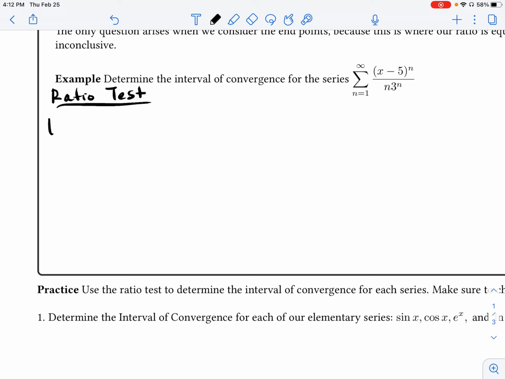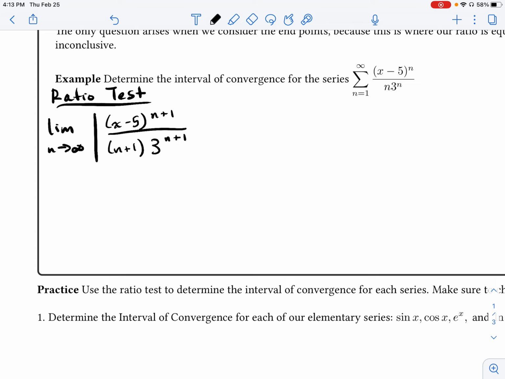And what that means is we're going to take the limit as n approaches infinity of the absolute value of our terms. So we're going to go (x - 5)^(n+1). Remember, we're finding the ratio of the next term divided by our current term. So then this would be (n + 1) times 3^(n+1).